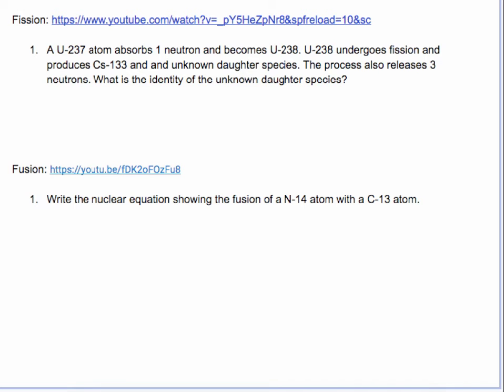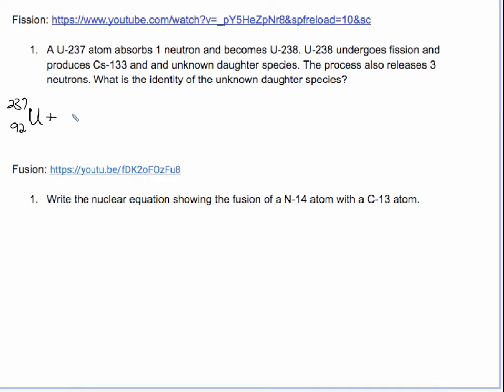Okay, let's look at how to do a fission and a fusion problem. The first one is a fission problem. Fission is when you have a bigger atom that splits in two. The first thing that has to happen, though, is with something like uranium-237. You would want to write the symbol: uranium is number 92 and it's 237.